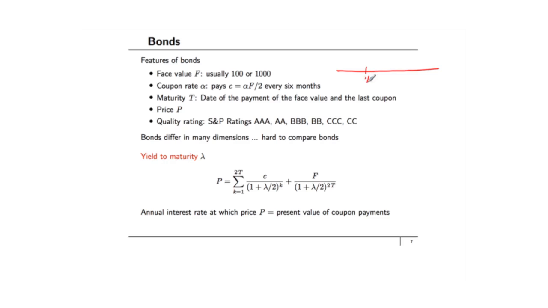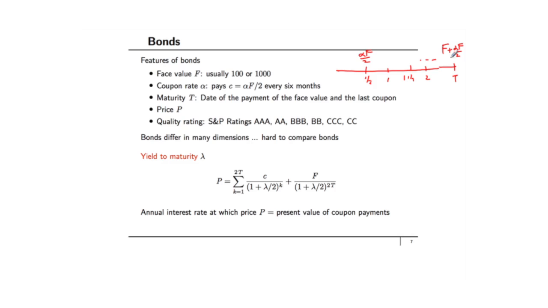So here's the story. Every 6 months, so half, 1 year, 1.5, 2, and so on, it pays alpha, which is the coupon rate, times F, which is the face value, divided by 2. And at maturity, capital T, you get the face value back, plus you get alpha F divided by 2, which is the last coupon payment. Now, bonds are going to be characterized by at least 4 numerical quantities: the face value, the coupon rate, the maturity, and the price. And in addition, there is this other quantity called quality.